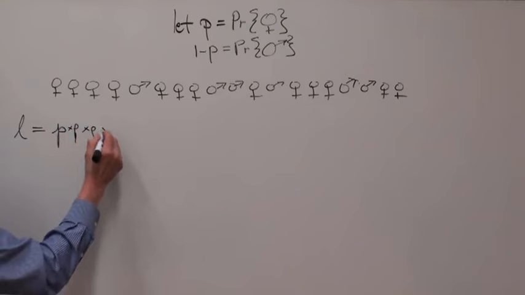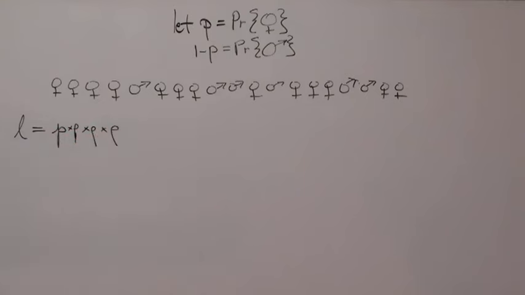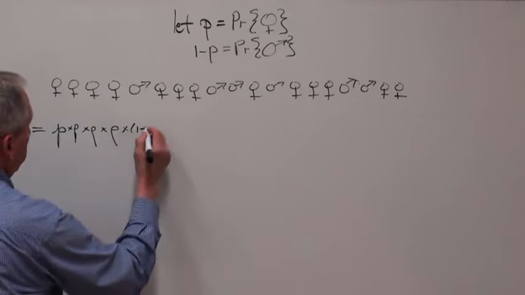And then another female, and then another female. So now the probability of observing 4 females in a row is p times p times p times p. Much like if you flip a coin 4 times and ask, what's the probability of getting 4 heads in a row? Because they're independent events, you can multiply the probabilities, right? And then you observe the male, so that's 1 minus p.